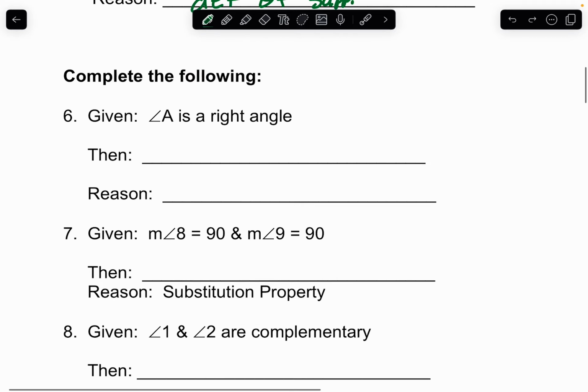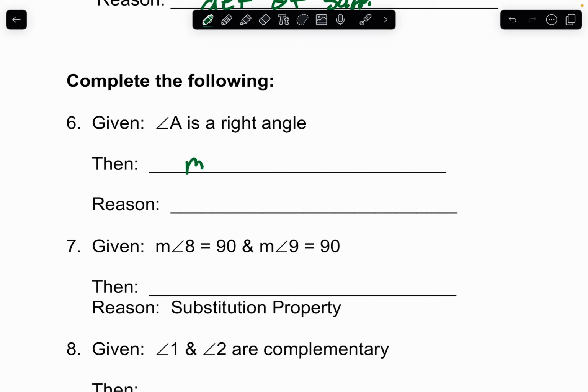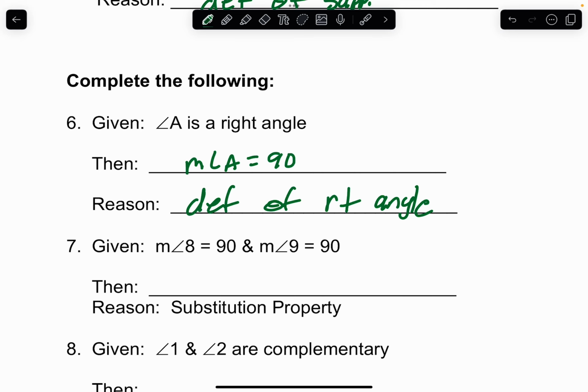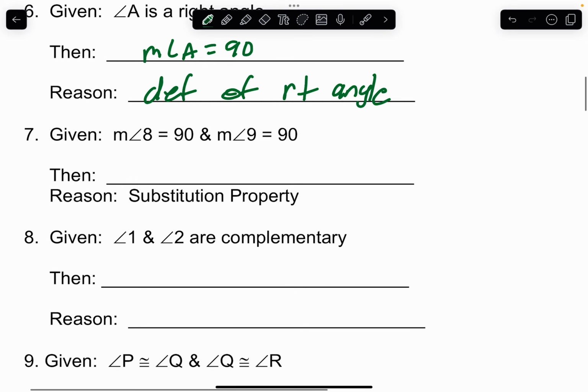Angle A is a right angle. What do we know about right angles? We know that the measure of angle A would be 90 degrees. How did we know that? Because we were told it's a right angle. That is definition of right angle. All right, I'm done writing definition. I'm never doing that again. But you can just write right angle.